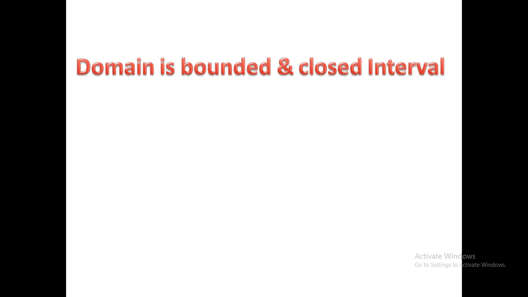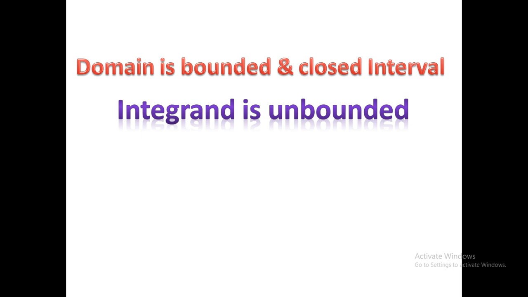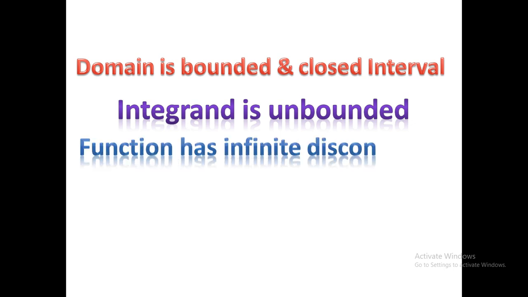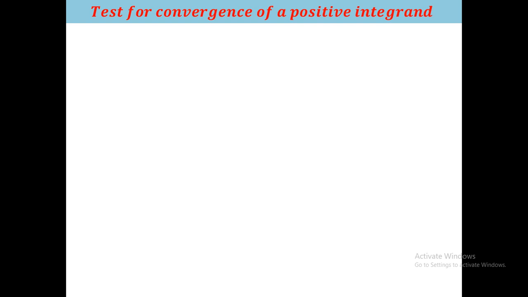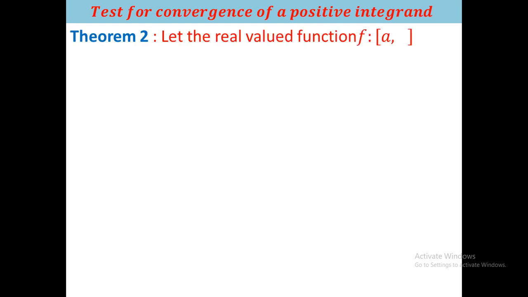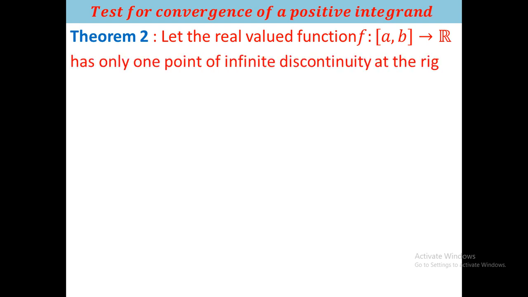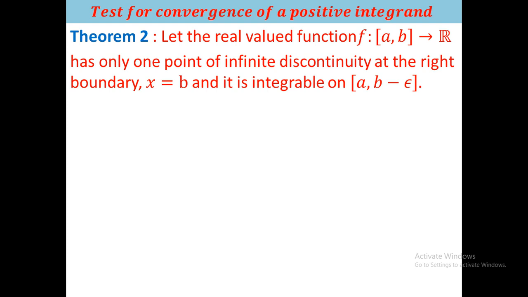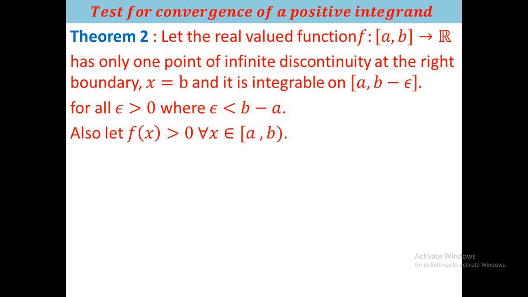Here we consider the domain as a closed and bounded interval and the integrand is unbounded, that is, the integrand has infinite discontinuity. In the previous video there was theorem 2, this is the theorem. The function has only infinite discontinuity at the right boundary, that is at x equal to b, and it is integrable on the remaining portion, that is from a to b minus epsilon, where epsilon is positive and less than b minus a, you know that. Also you have to take f(x) positive, but you can take f(x) as non-negative, that is, f(x) greater than or equal to 0.